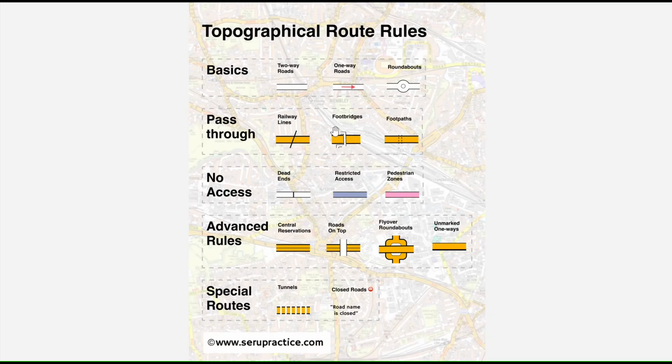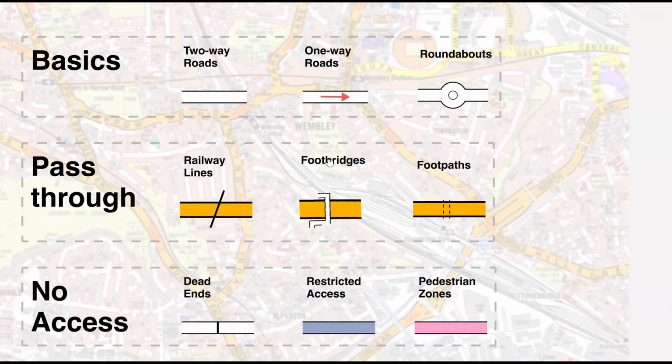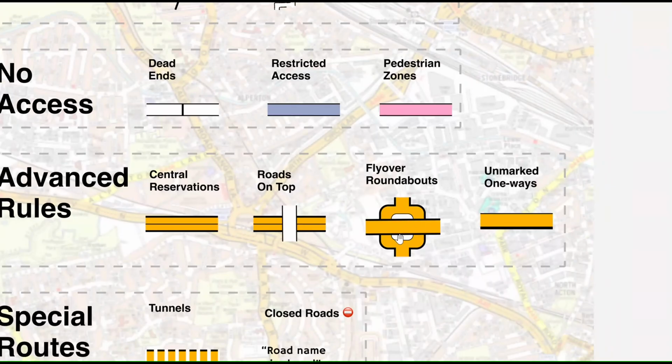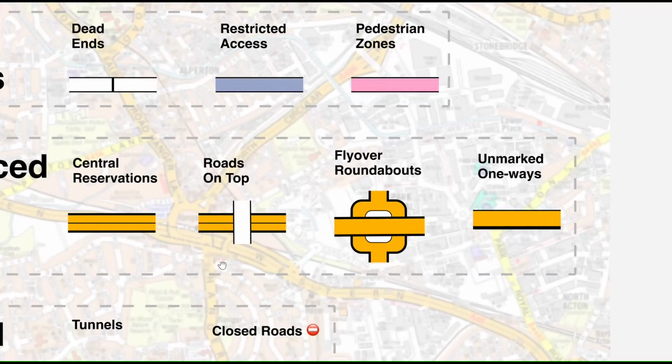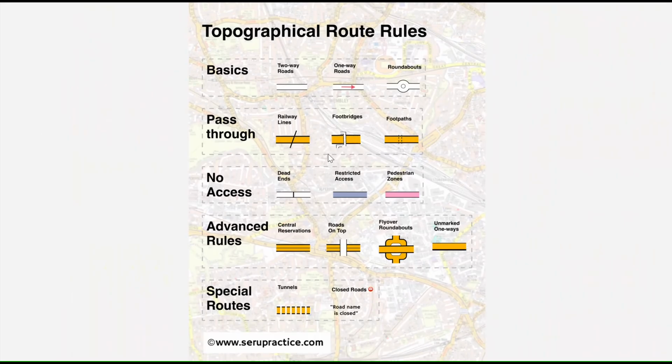So for the sake of this question as well, we will come across different topographical route rules such as one-way roads, footbridges, dead ends, central reservation, roads on top, flyover roundabouts, most importantly, unmarked one-ways. So it is very important to learn these topographical route rules because once we understand the meaning of each of these rules, it becomes very easy. The map starts to look like maths, where you can have a definitive and very confident answer about each step that you take. Always remember, the maps are there to help us, not confuse us.